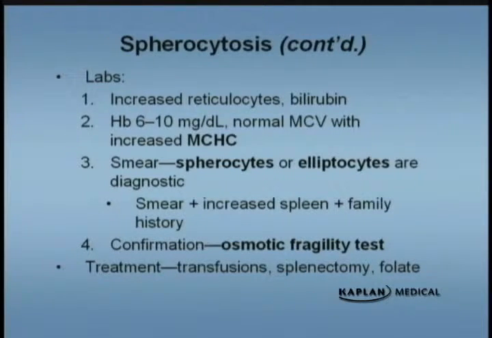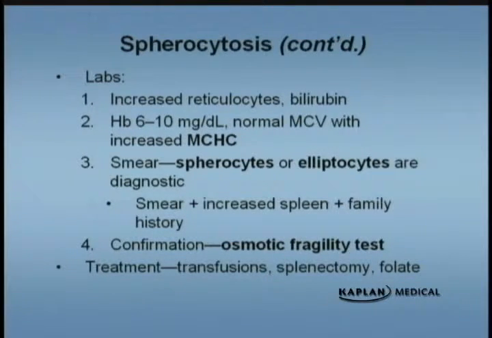And the important thing is the peripheral smear. You will see the strange shapes of the cells. There will be either spherocytes or elliptocytes, depending on which disease you have. And especially for spherocytosis, remember the osmotic fragility test. And this is for diagnosis of spherocytosis.